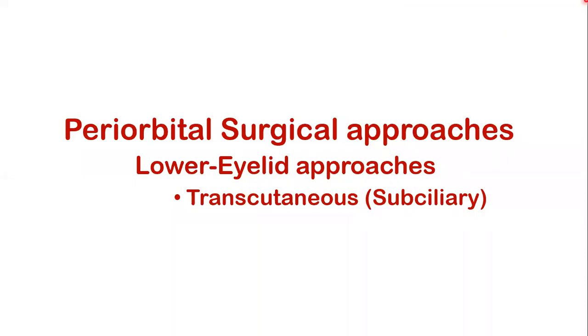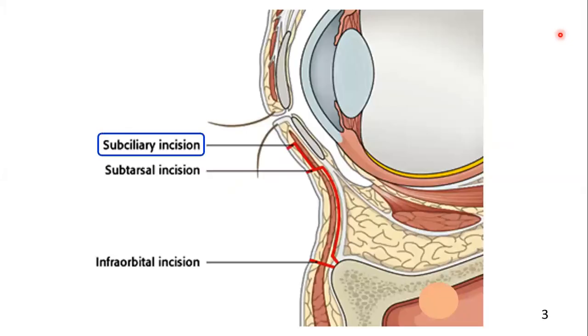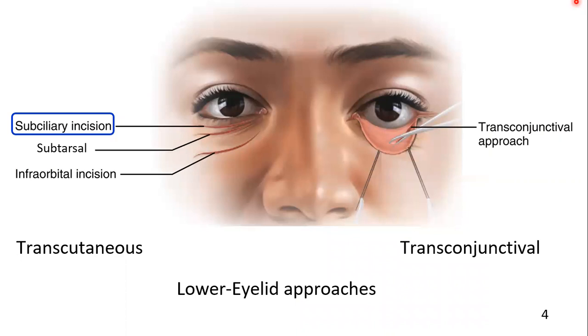In this video, we will explain the subciliary approach for periorbital region. Several incisions of the lower eyelid to gain access to the infraorbital rim and orbital floor have been described. The major difference between them is the level at which the incision is placed in the skin of the lower eyelid and the level at which the muscle is transected to expose the orbital septum or periosteum. Each incision has advantages and disadvantages.